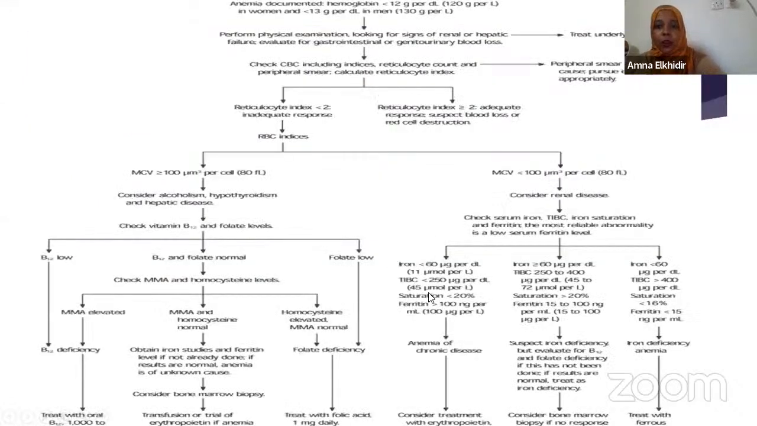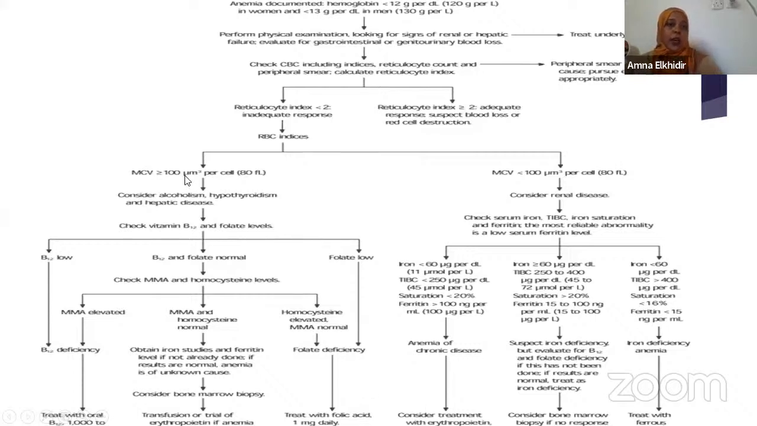When we find low iron, high total iron binding capacity, low saturation, and decreased ferritin, we have iron deficiency anemia. In between, we can suspect iron deficiency anemia, but we can search for B12 and folic acid deficiency. If these are all normal, we treat the patient as iron deficiency anemia. If there is no response to treatment, then we can go for bone marrow aspiration. So bone marrow aspiration is the last thing in the series of investigations.